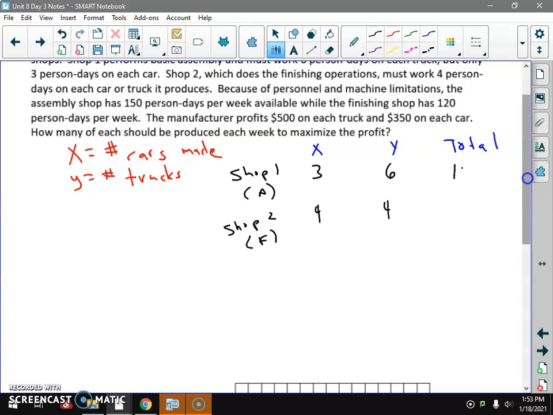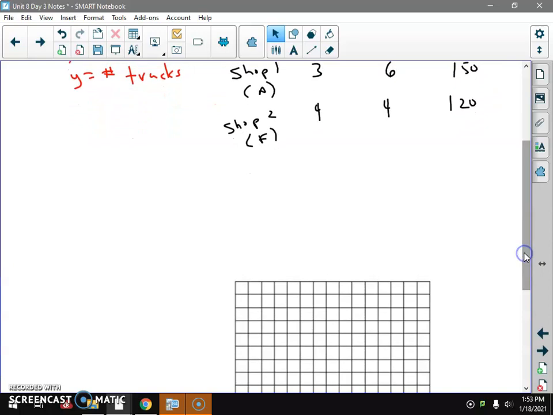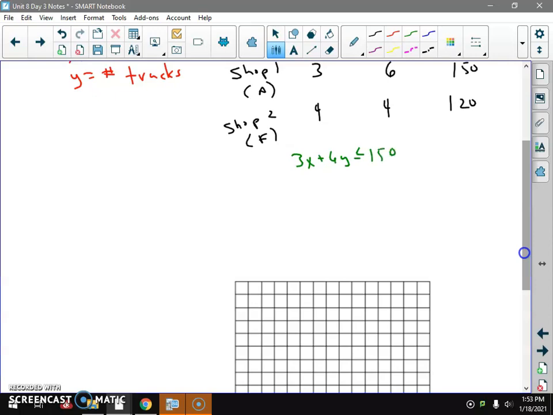Max, 150, 120. I now have 2 inequalities, which are 3x plus 6y is less than or equal to 150, and 4x plus 4y less than or equal to 120.